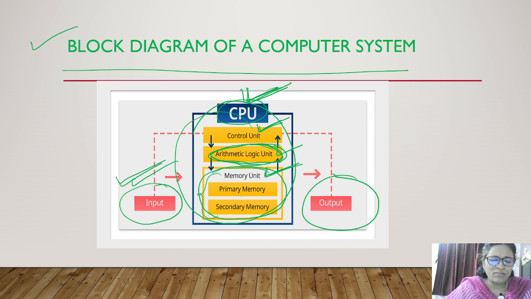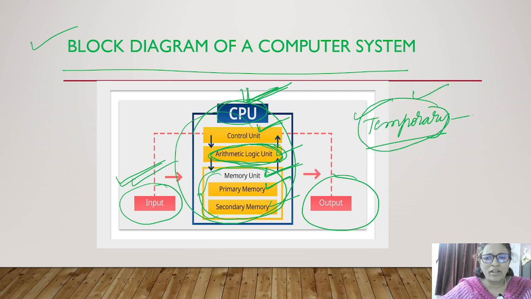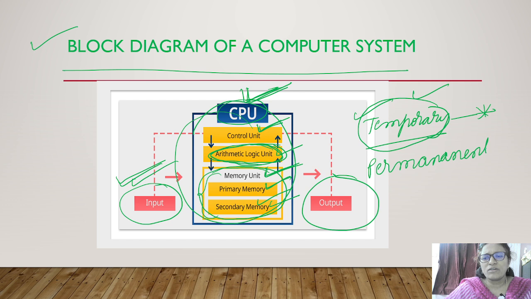Again, this memory is also divided into two types. The first one is primary memory, and the second is secondary memory. Primary memory means what? It is a temporary memory. That means whenever the power goes off, or if you don't save, whatever is stored in the temporary memory will not be there in our computer, right? Secondary memory means it is a permanent memory. Even though the power goes off, or if you don't do anything or save, it will be permanently stored in the secondary memory.